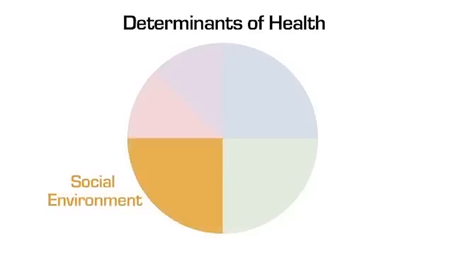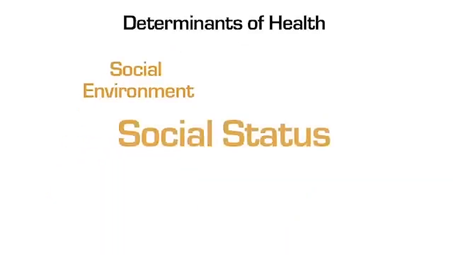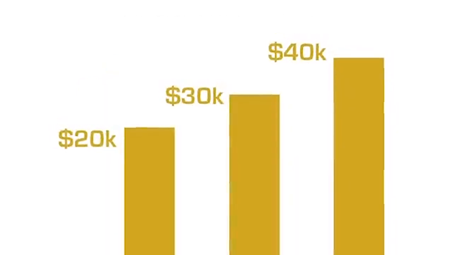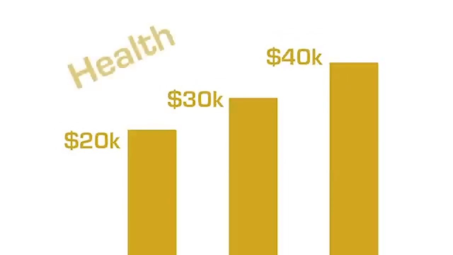The social environment, including income, social status, education, and cultural background, all play a role in influencing the health of a person. Research shows that at every $10,000 step up in income, the average person's health gets better. Stigmas and many other social pressures an individual faces also contribute to the social environment.